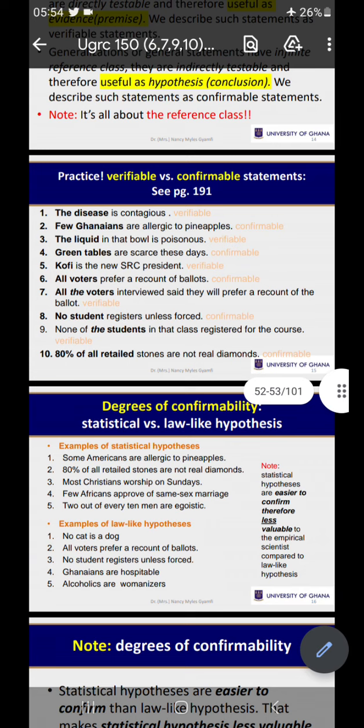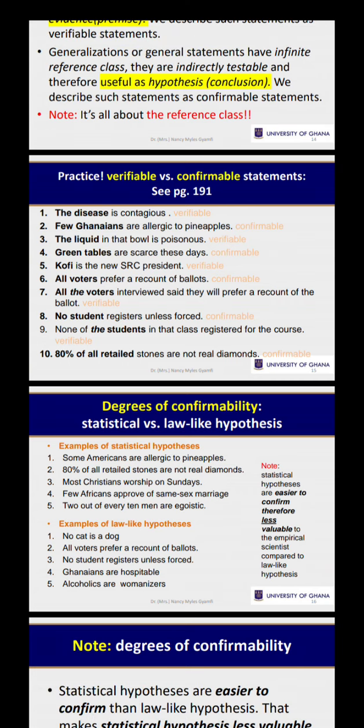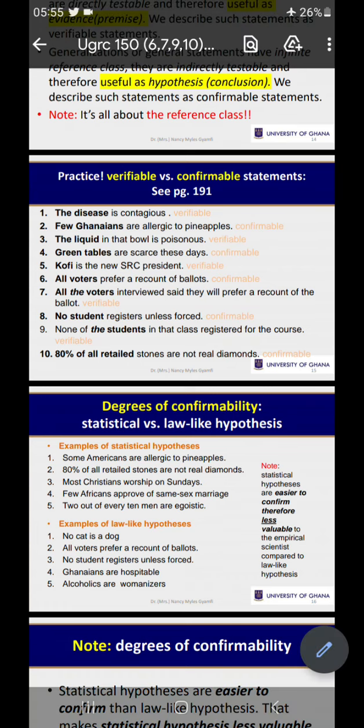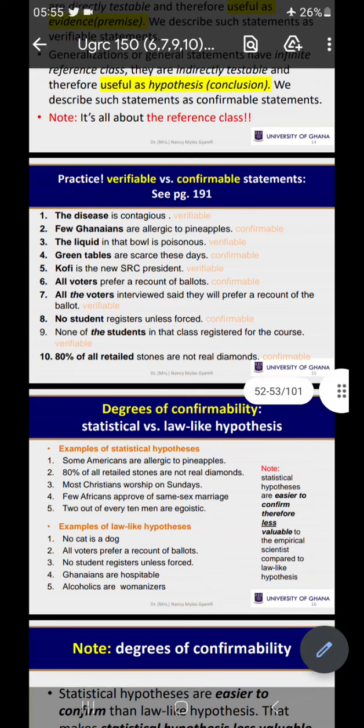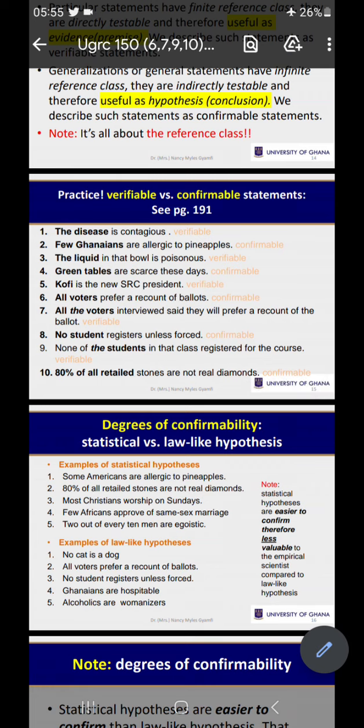Another example of a confirmable statement is: few Ghanaians are allergic to pineapples. These few Ghanaians, you won't be able to identify them. Who are those Ghanaians? How can we identify them? That is the question. Since we can't identify these Ghanaians, it becomes a confirmable statement.